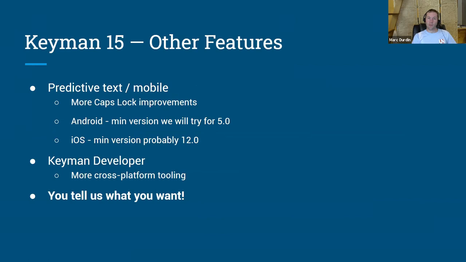On mobile, we would like to complete our caps lock improvements, introducing a caps lock layer and automatically selecting the shift layer at the start of a sentence and little things like that. For Android, we want to try and keep the same minimum version of 5.0. We'll see how we go. For iOS, we'll almost certainly go to version 12. And partly that's because the majority of devices at 9.0 are very much end of life now.